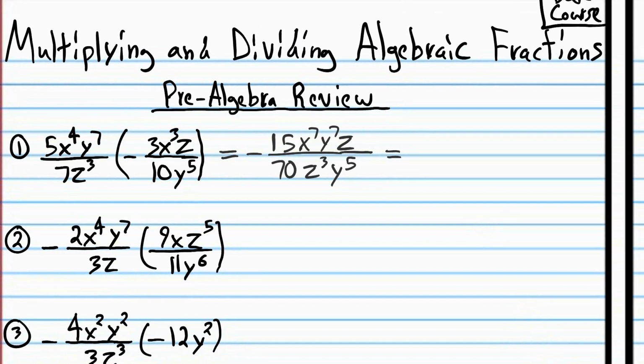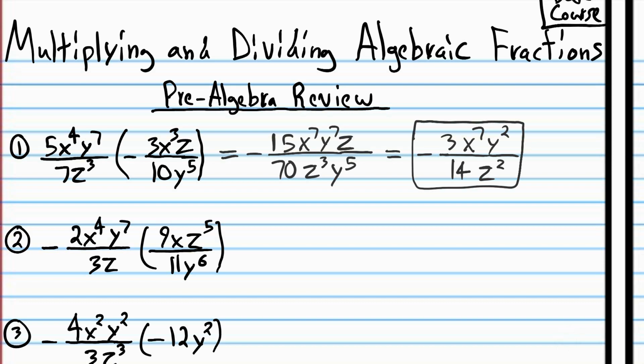Alright, so 15 divided by 5 is 3, and 70 divided by 5 is 14, and x to the 7th, and we subtract the powers and the y's, so we'd have y to the 2nd, and we subtract the powers and the z's, and we get z to the 2nd also.